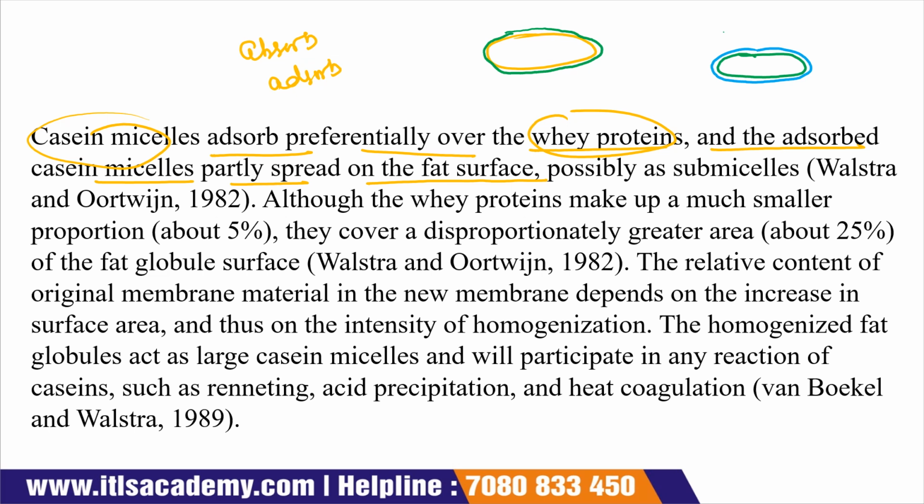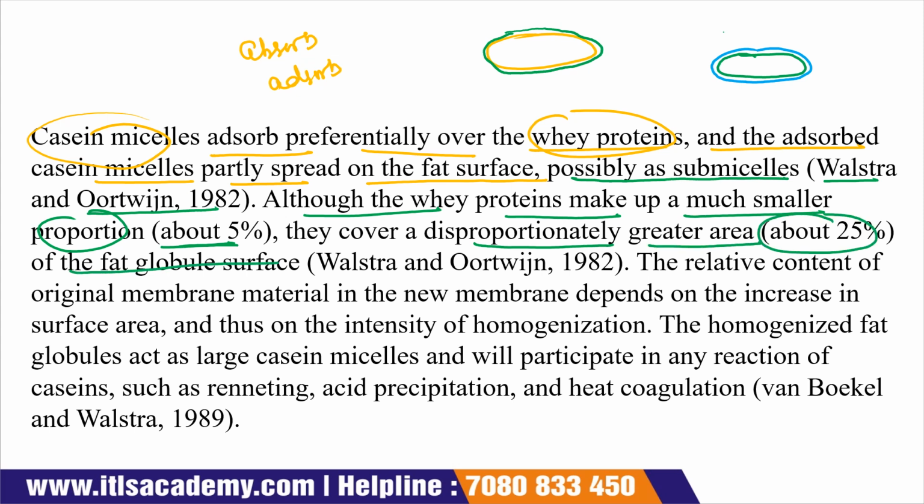Now here the casein micelles adsorb over the whey protein, and the adsorbed micelles are partially spread on the fat surface, possibly as sub-micelles, as reported by Walstra and Oortwijn 1982. Although the whey protein makes up a much smaller portion, only around 5%, it covers a disproportionately greater area, about 25% of the fat globule surfaces.